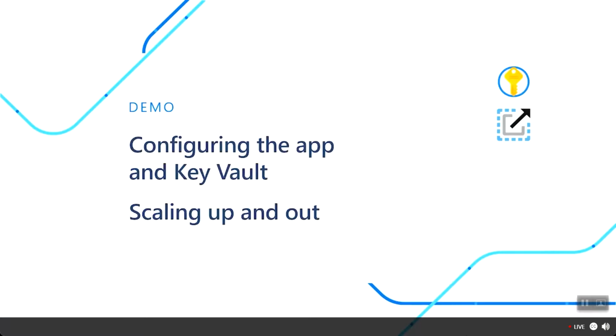So in this demo, we are going to configure the application for monitoring. Then we are going to move the connection string to Key Vault, and then I'll show you how you can scale up and scale out, as well as, of course, scale down and in again when you are done with the demand.